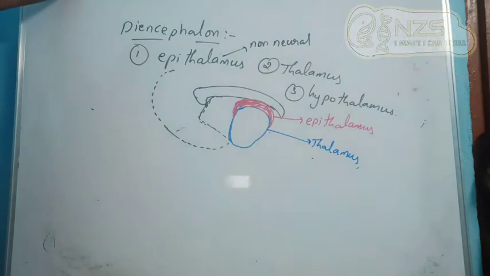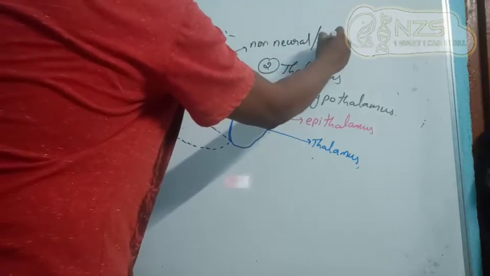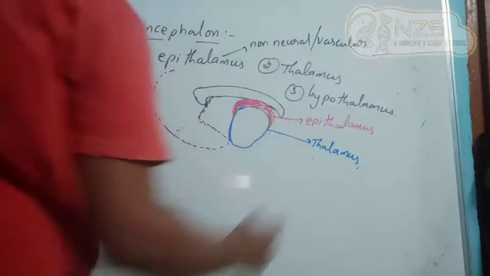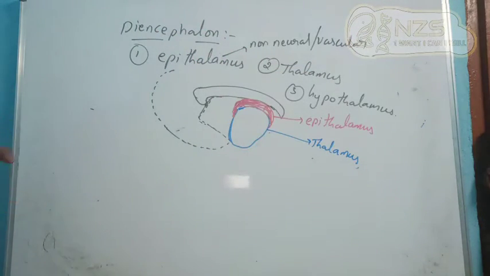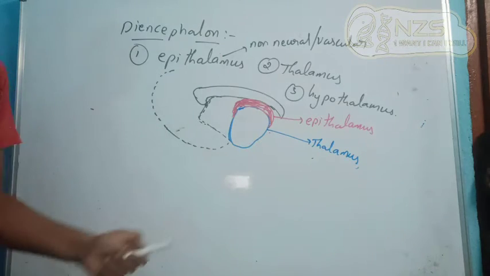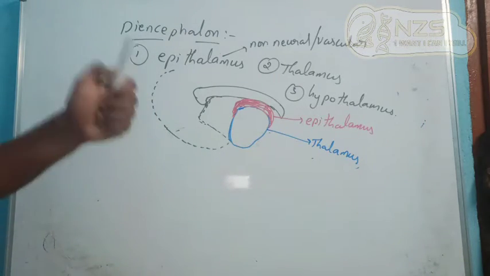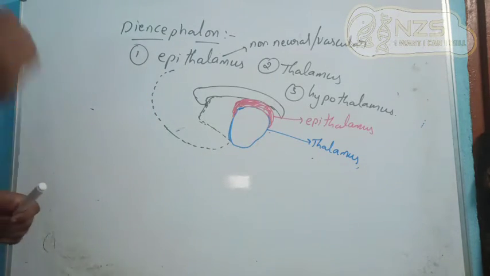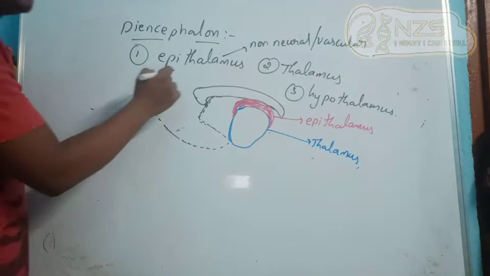Non-neural, but it is vascular. That means it has blood vessels around it. Now this epithalamus has the capacity to form the anterior choroid plexus. So we are discussing the epithalamus here.